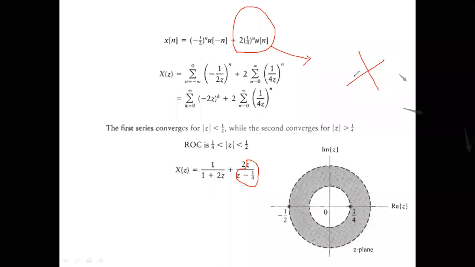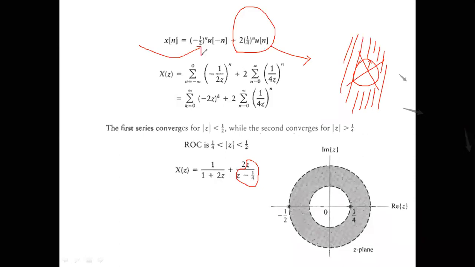Magnitude greater than what is the case? Alpha here in this case is 1 by 4. So you can see the ROC is |z| greater than 1 by 4. Sorry, that is for the second signal here, right? We took it because it was right sided. Now what about this signal here?